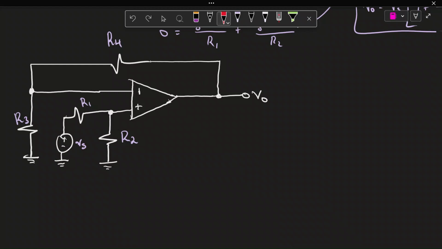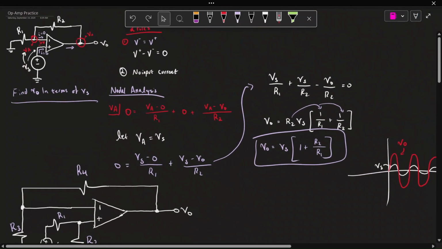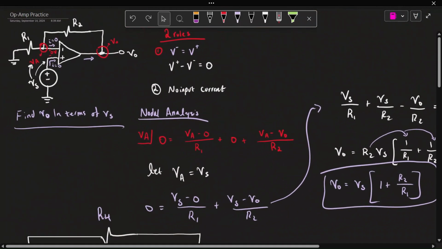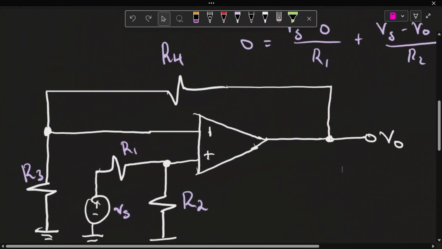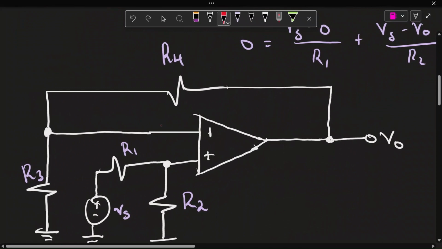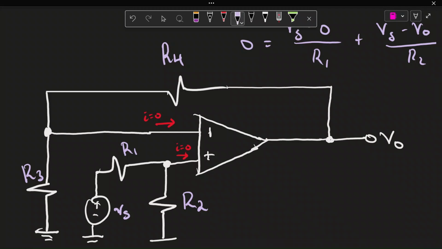Now, what do we do here first? Well, let's go back to the golden rules. The two rules here are that there's no difference in the differential input, and there's no input current. So let's write that down first. We have no input current. Well, that means I is equal to 0 here, and I is equal to 0 here. And then the other one was that the voltage at the inputs are the same.